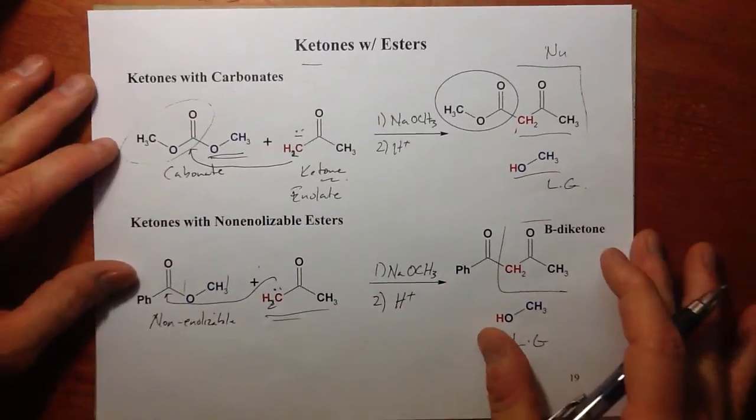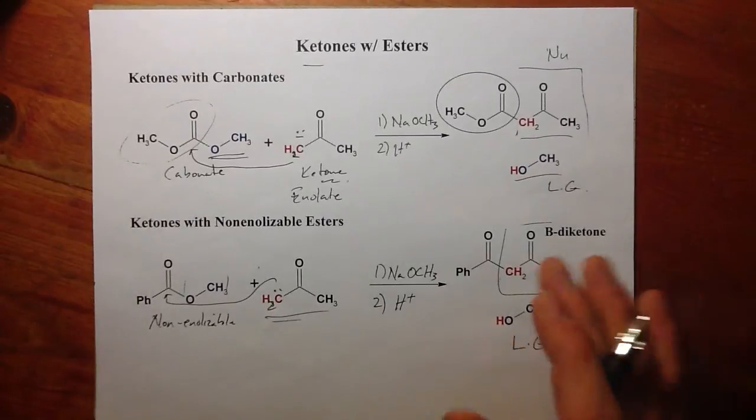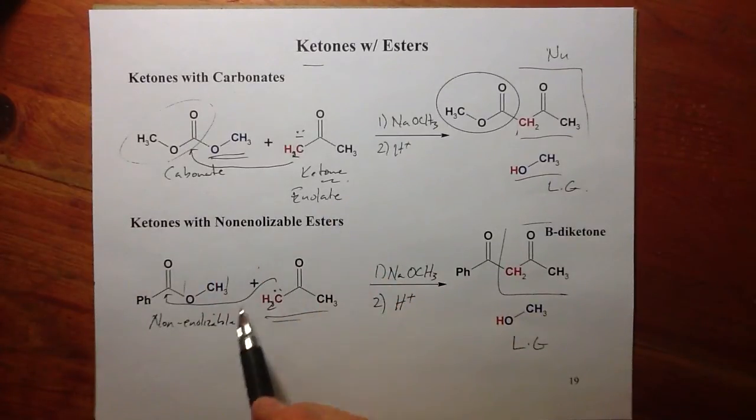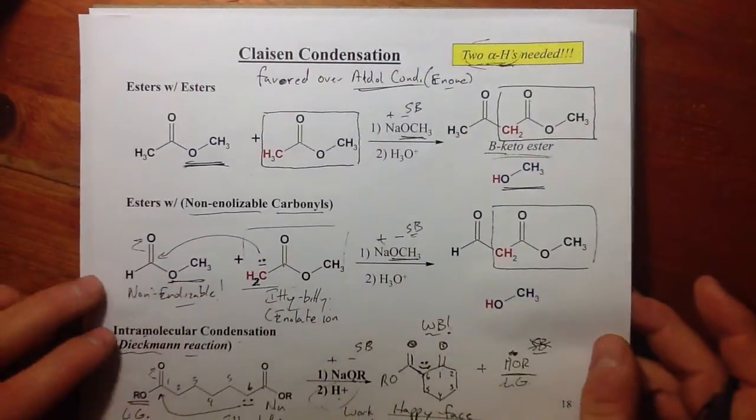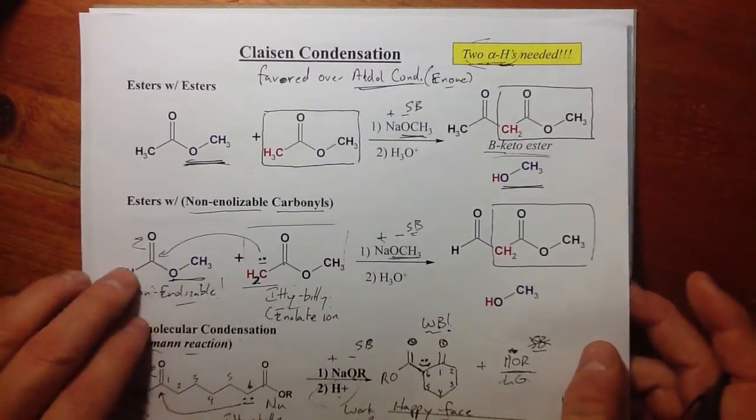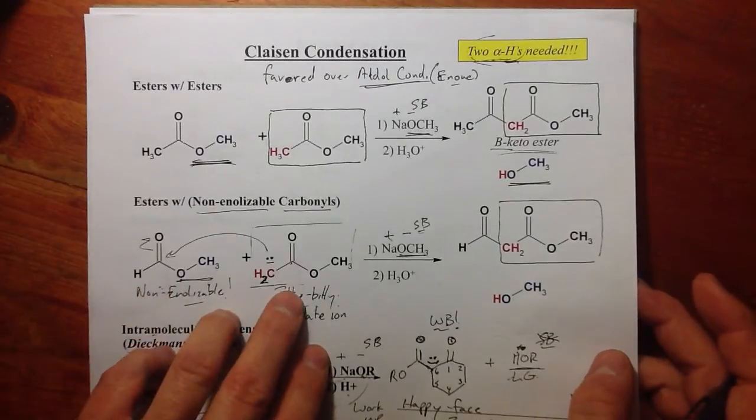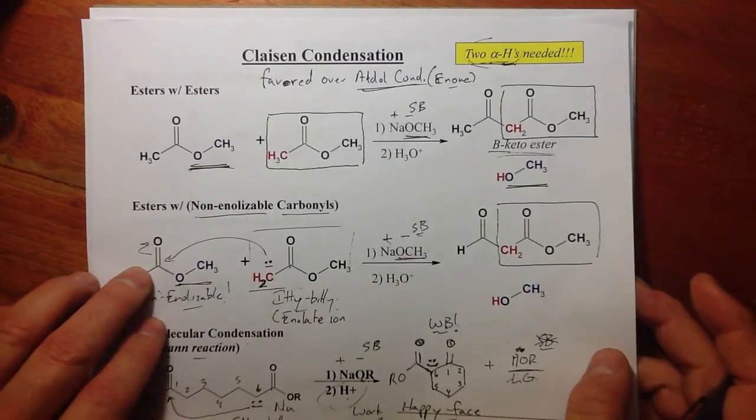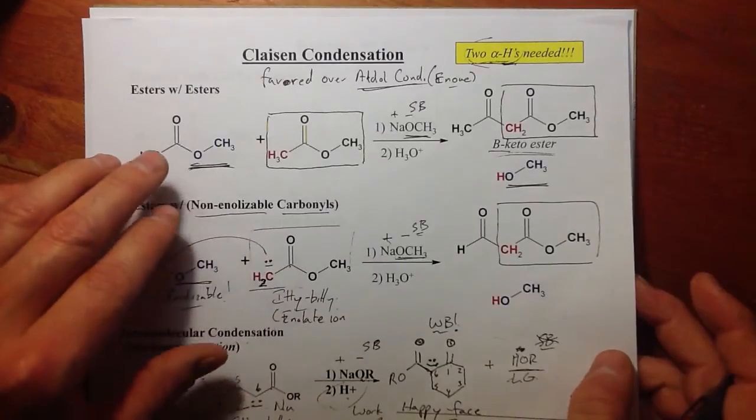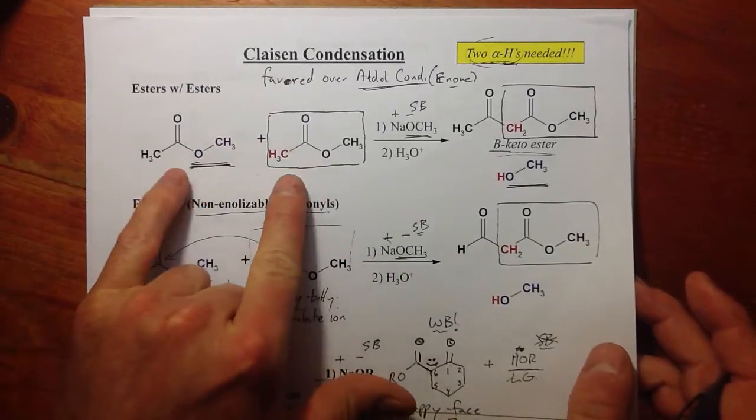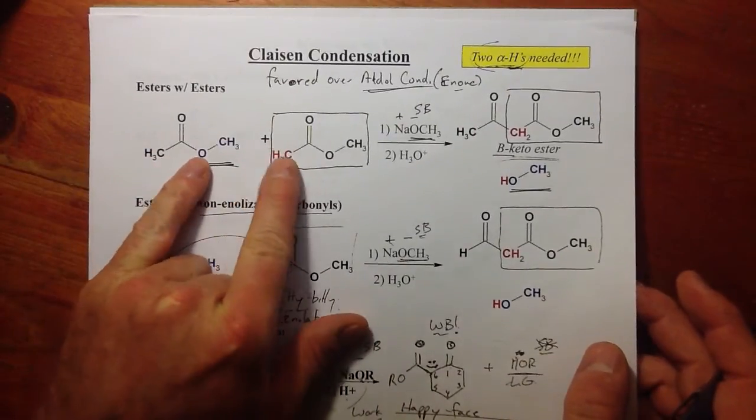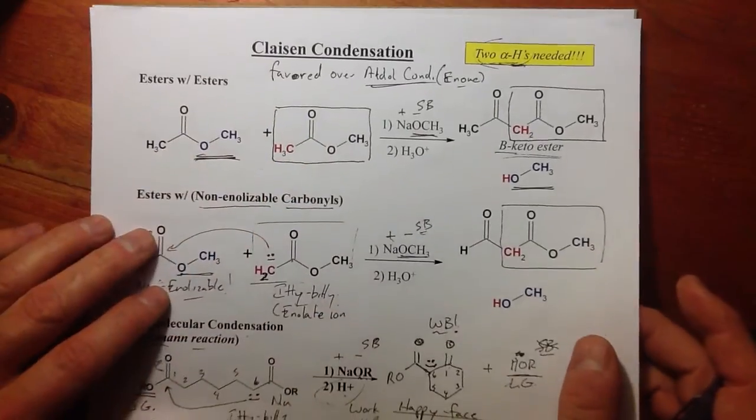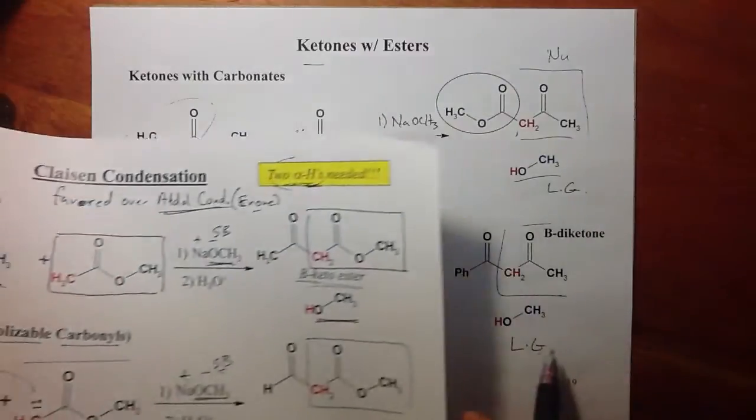That's Claisen condensation using a lot of different starting points. Carbonate with ketones, non-enolizable ester with a ketone, a non-enolizable aldehyde, ester with an ester, non-enolizable ester with an ester, and ester with ester where they're just the same. I've written them separate here, but they are the same ester. Alright, well that's Claisen condensation.